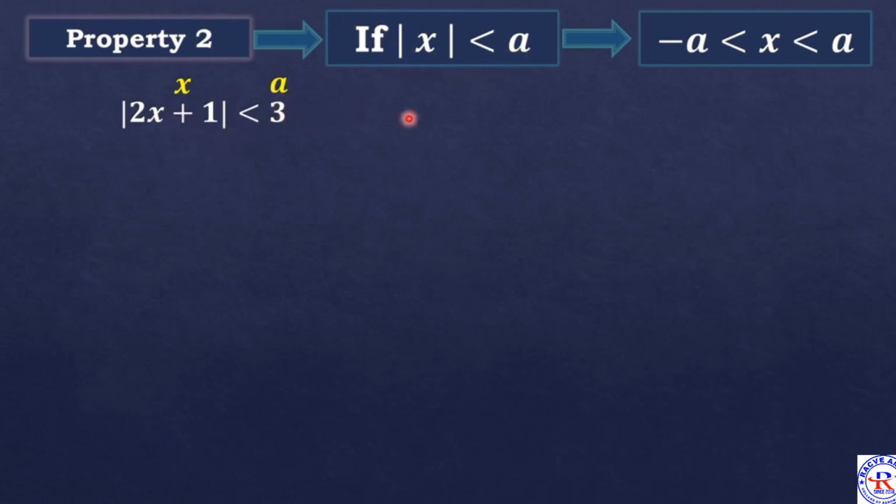Okay? So, following this pattern, ito po yung susundan lang natin. So, your x is 2x plus 1. Okay? Sundan lang po natin to. And then, copy mo yung inequality mo. And then sa kabila, negative a. Ang a mo ay 3. So dito, negative 3. Dito a lang. So positive 3.